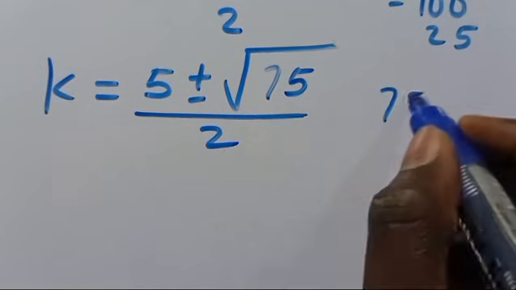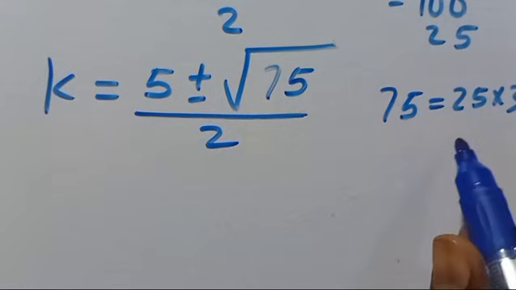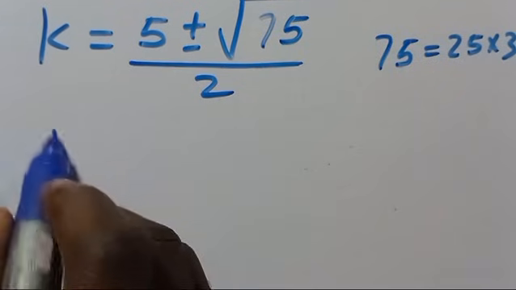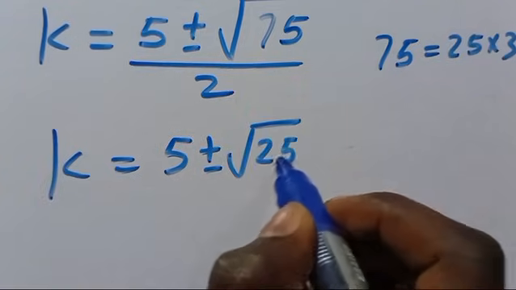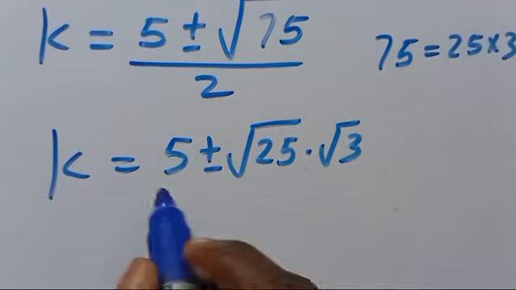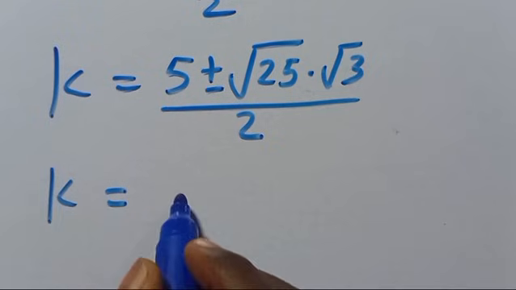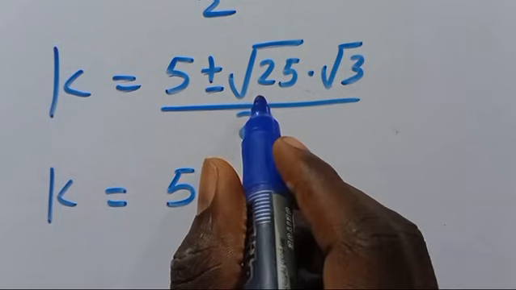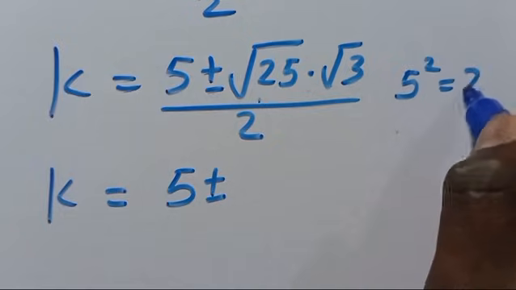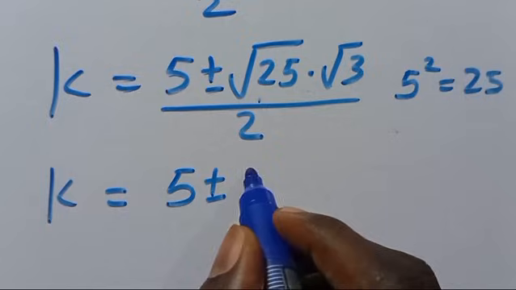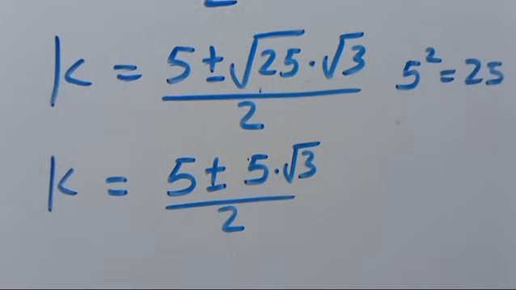So we can have 75 to be the product of 25 times 3. So 25 times 3 will give us 75. We have k equals 5 positive or negative root of 25 multiplied by root of 3, all divided by 2. So we have k equals 5 positive or negative, root of 25 is a perfect square, 5 squared equals 25. So here will be 5 multiplied by root 3 divided by 2.